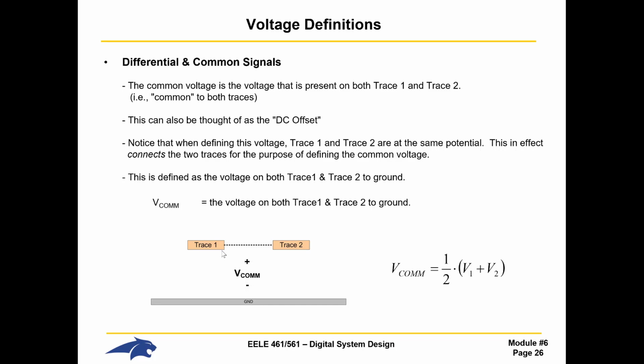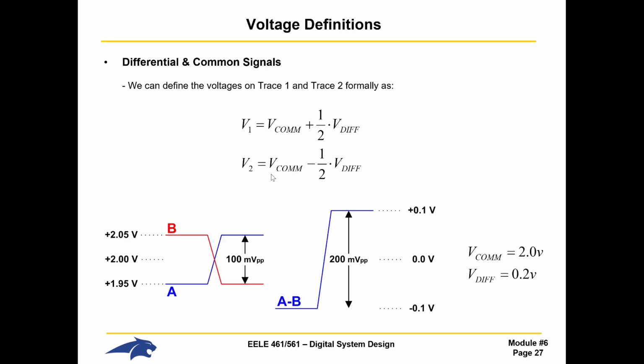So when I say common, it can be a 2 volt DC offset on both, but it can also be a little blip that happens on both of them. And you can define common as 1/2 (V1 plus V2). That's just simple math of how you do it. But anyway, that's the other type of signaling.